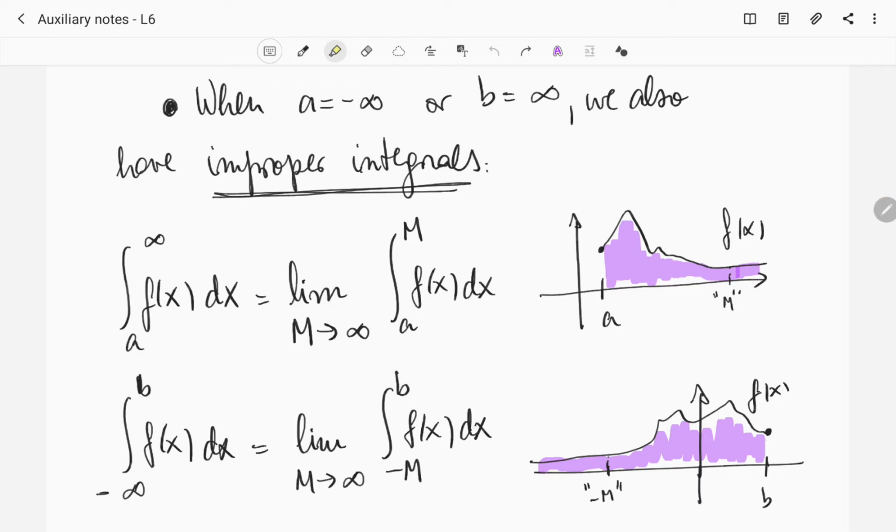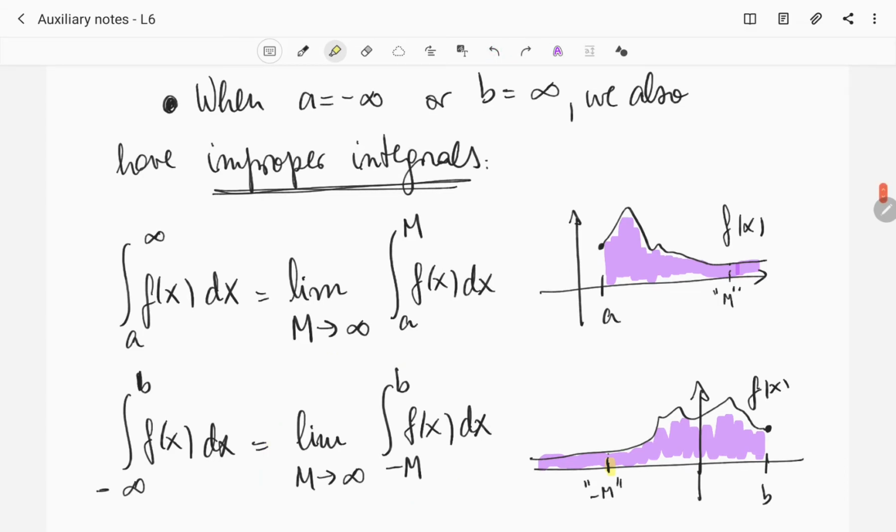Okay, so here we have an f, and here we have the value of f of b, and then we have some minus m here, so we for sure can compute this proper integral as usual. And then since we want to know what's going on in minus infinity, we just make this m go to minus infinity, and that's exactly what this notation means.